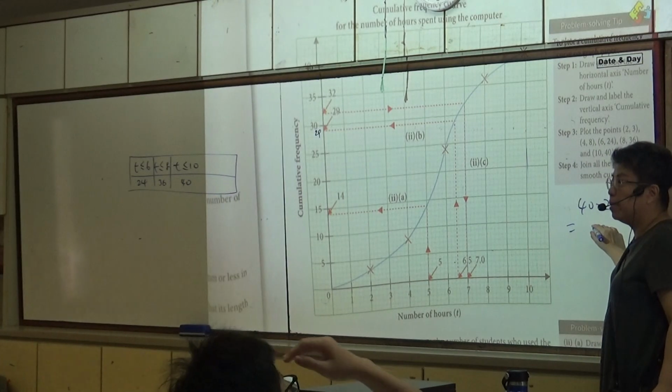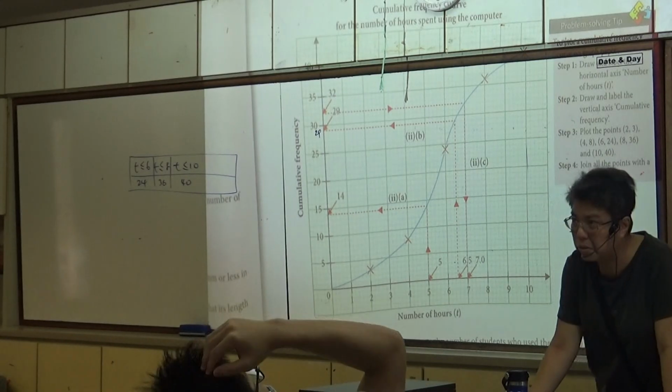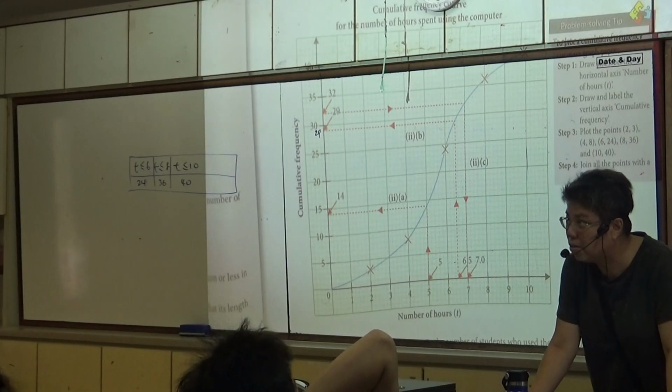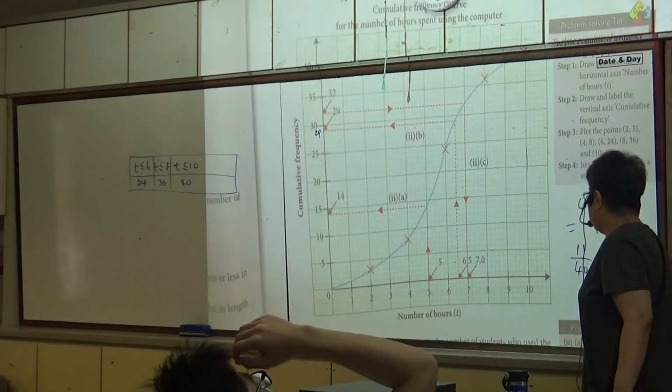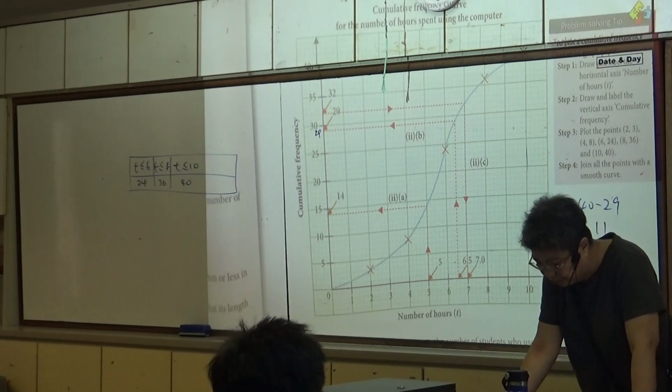Don't even know the answer. Must use calculator. 11. I'm telling you this is still not the answer. What did the question say? Percentage. So what must I do? 11 over 40 times 100%. Then you will get the answer.